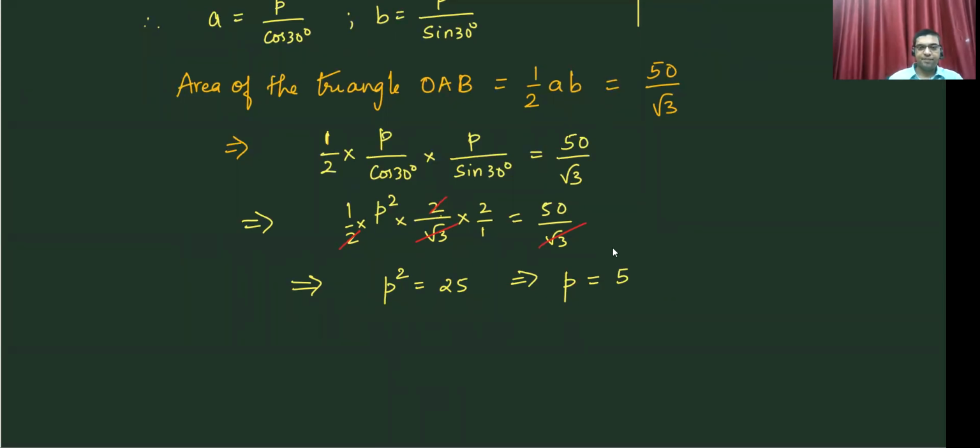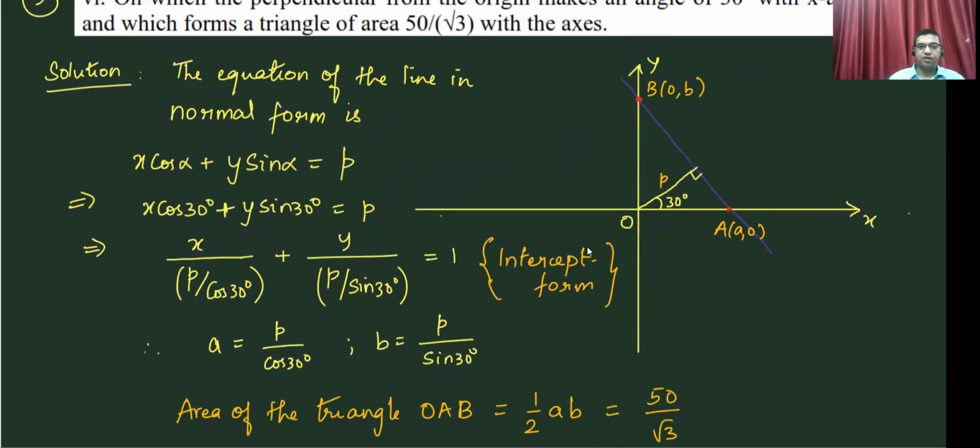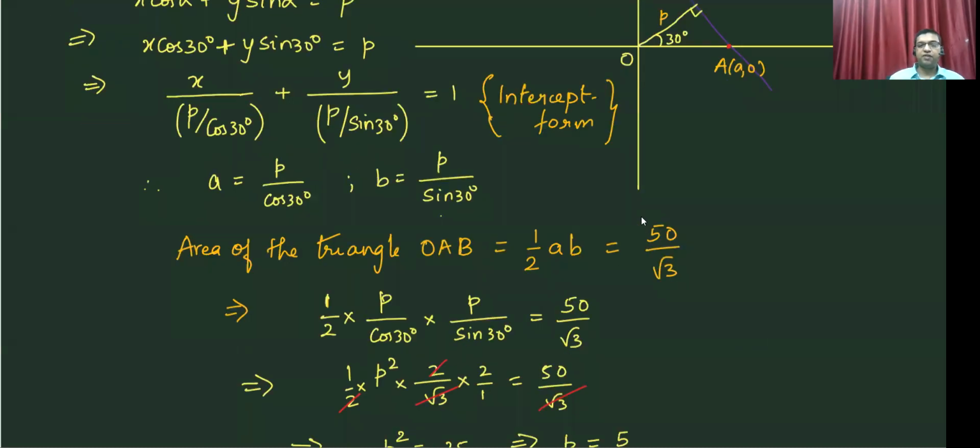Okay? So you solve the problem now. x cos alpha plus y sin alpha equal to p. I converted this to intercept form. I found the x-intercept and the y-intercept, and half times the x-intercept times y-intercept will give you the area of the triangle, which is given as 50 by root 3 square units. Substitute and equate, you will get the value of p.